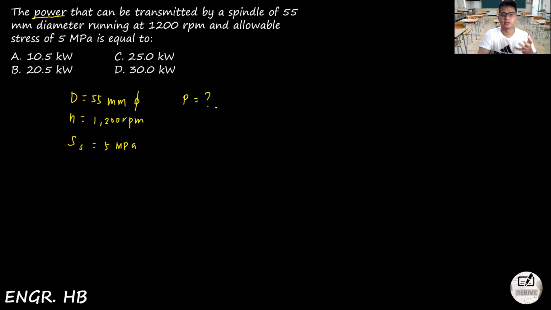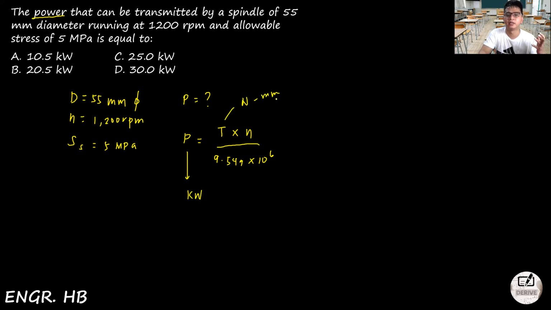We all know the formula for the power is equal to torque multiplied by the shaft speed divided by a constant. We have two constants, one for the metric and one for the English. Given millimeters and megapascal, we have a metric system here, and the constant is 9.549 times 10 raised to 6 when the power is in kilowatts, the torque is in Newton mm, and the shaft speed is in RPM. We have the shaft speed of 1,200 RPM.